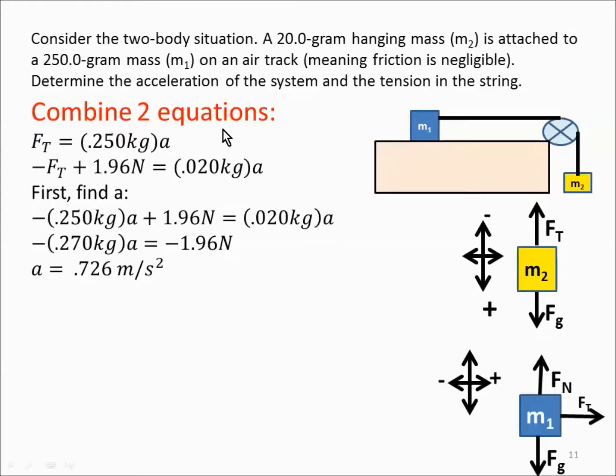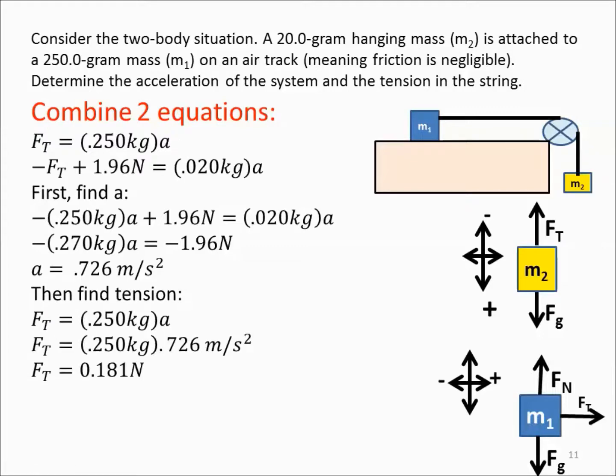Once we have A, we can plug it into the first equation to get the tension. And we get tension of 0.181 newtons.